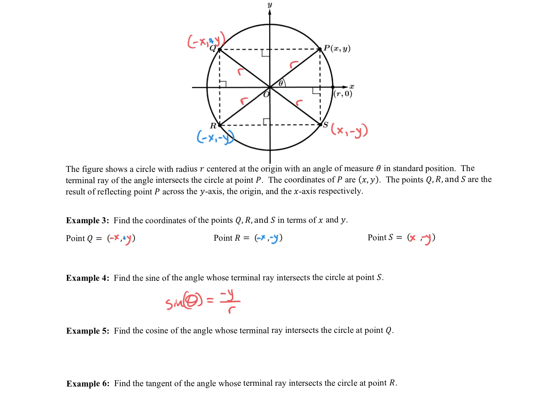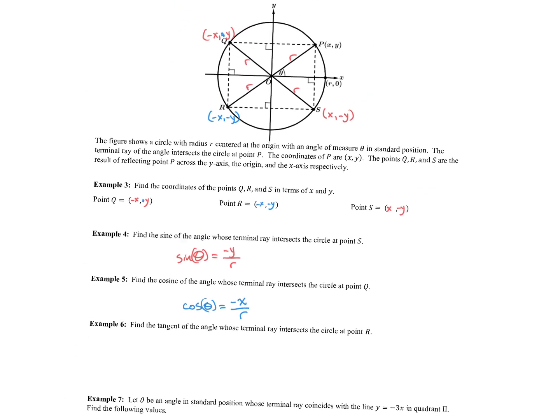All right, let's look at example 5 now. Example 5 says find the cosine at point Q. And so point Q is up here. And so what is cosine? The adjacent over the hypotenuse. So what's my adjacent? Negative x over my hypotenuse of r.